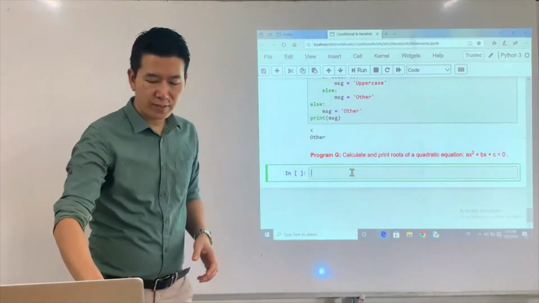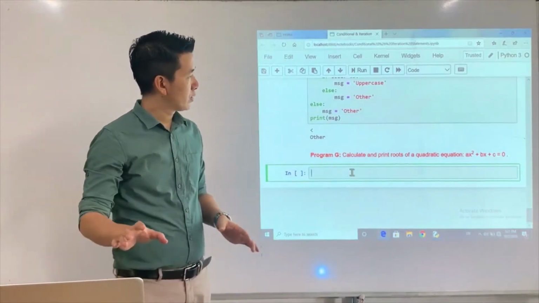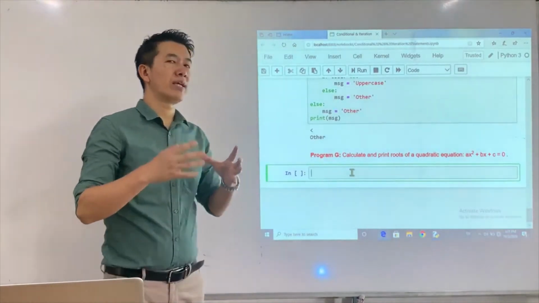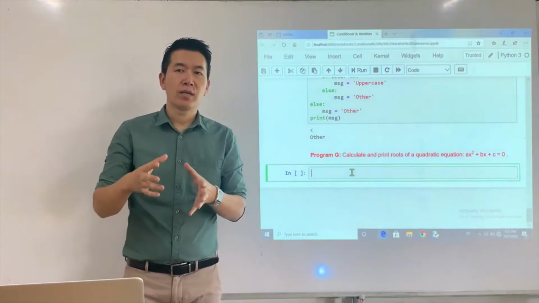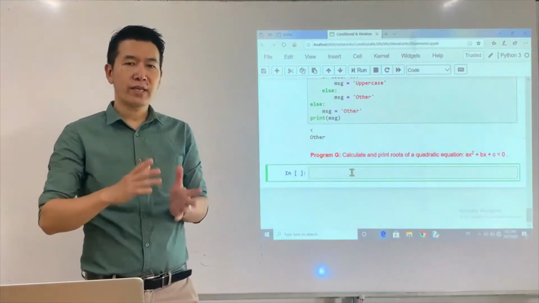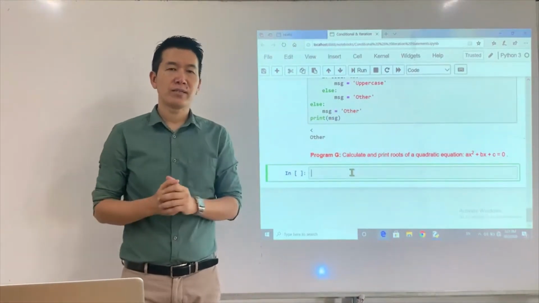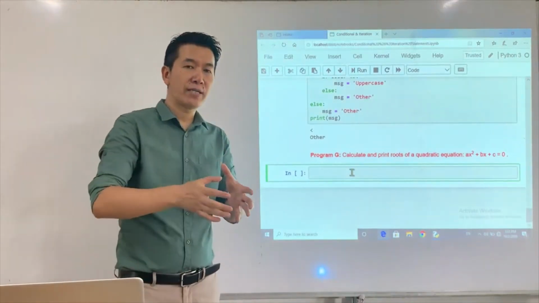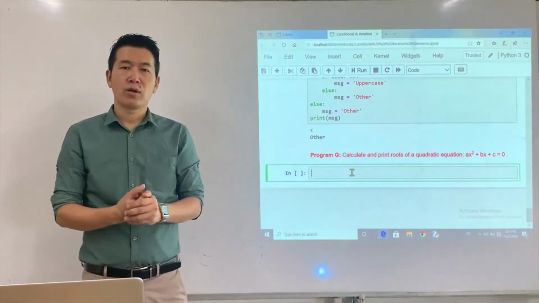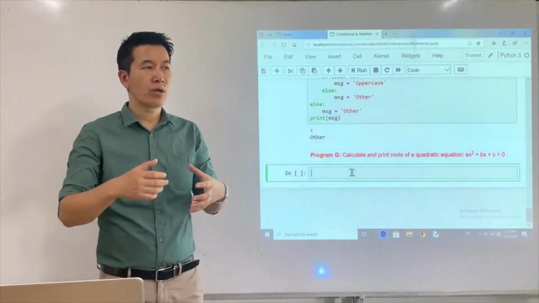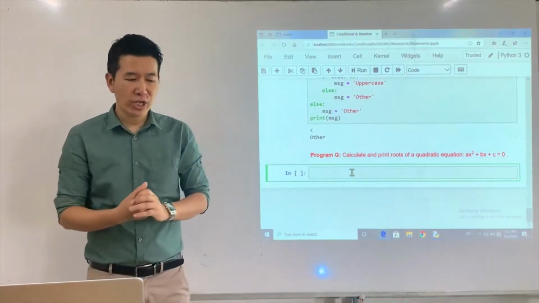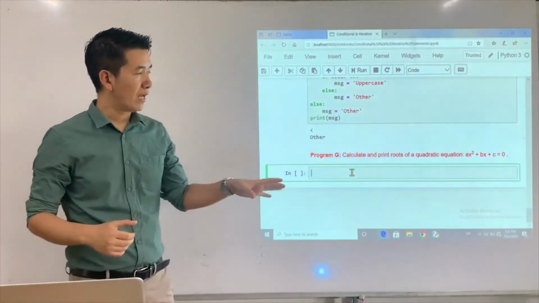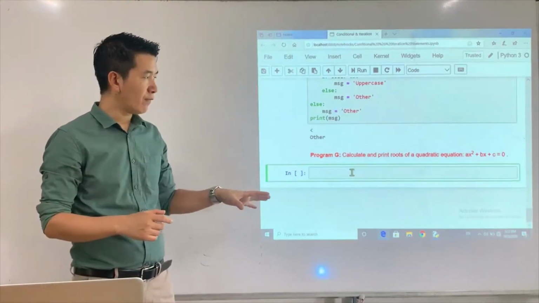Okay, let's continue further. We are done with 3 or 4 programs with regard to the nested if. Primarily, it all boils down to the usage of if and elif. And just a little reminder, if you have a program which needs to check or test 2 or more than 2 conditions, that's when you have to use the if, elif, or the nested.